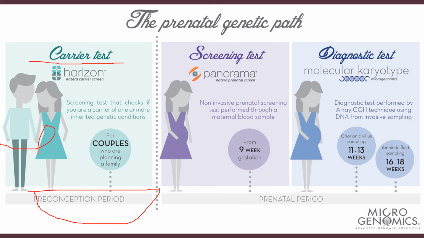Testing. And then we have a screening test, non-invasive prenatal screening, tests performed through a maternal blood sample. This is from 9-week gestation. And then diagnostic test, we have the molecular karyotype. Diagnostic test performed by RACGH technique using DNA from invasive sampling. So we have chorionic villus sampling from 11 to 13 weeks and then amniotic fluid sampling dun sa 16 to 18 weeks. So kumukuha sila ng mga sample inside the amniotic sac.